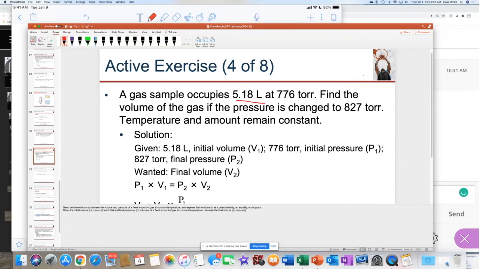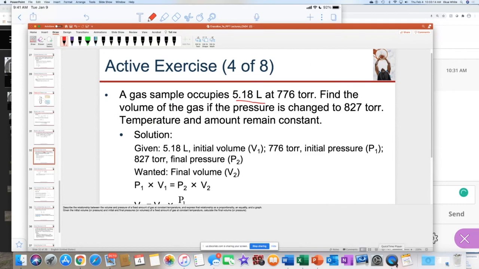827 torr. Okay, so you see what I told you guys before? A good question in this chapter will mention all 4 measurements. They're telling you here temperature and amount. Remember, amount is moles, remain constant. So what we're told in this question is about P and V. The ones that remain constant are number of moles and temperature.